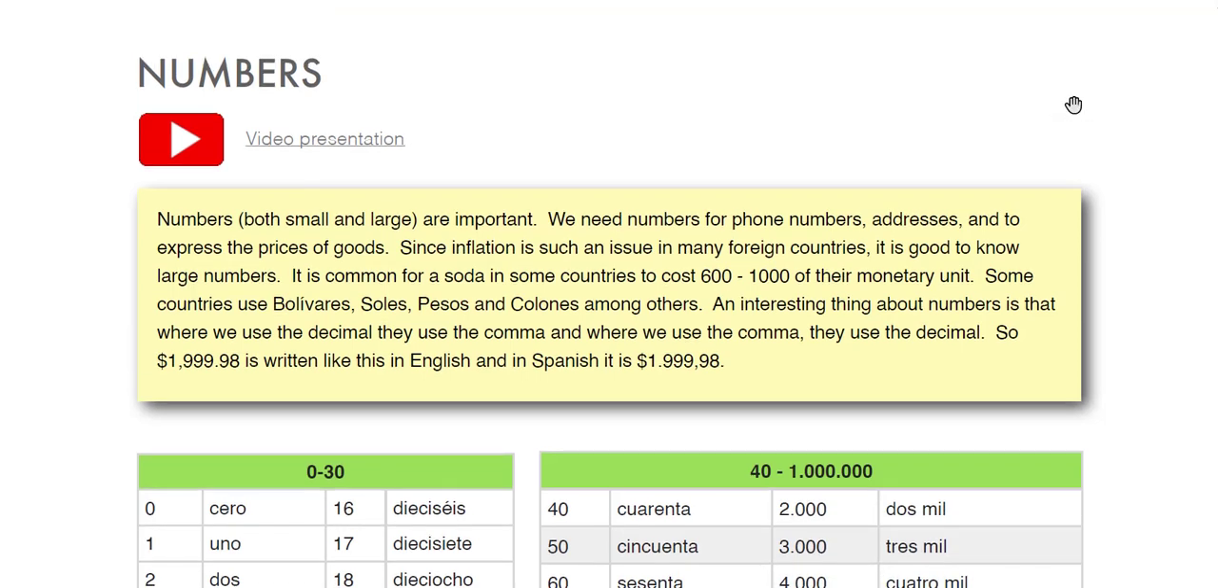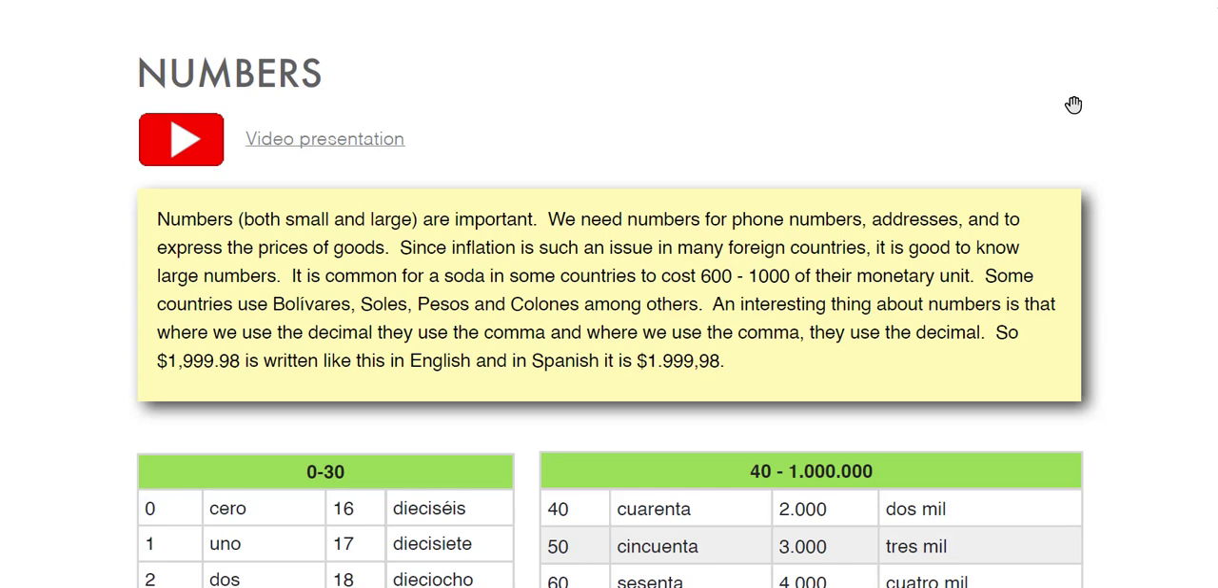All right, in this section we'll be talking about big numbers. So numbers, both small and large, are important. We need numbers for phone numbers, addresses, and to express the prices of goods. Since inflation is such an issue in many foreign countries, it is good to know large numbers.